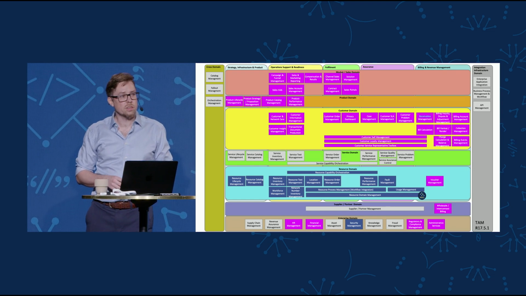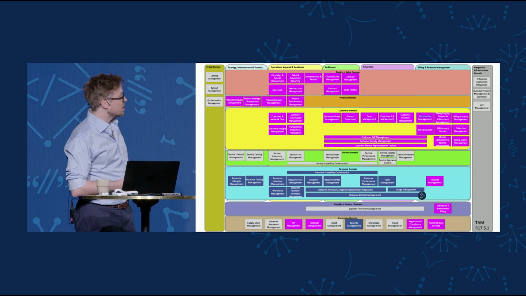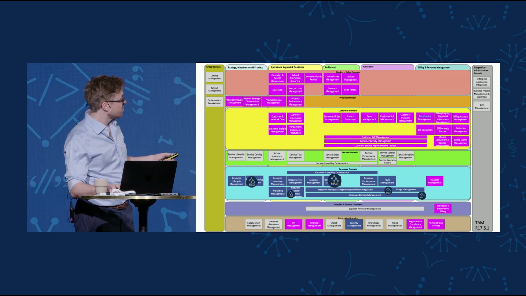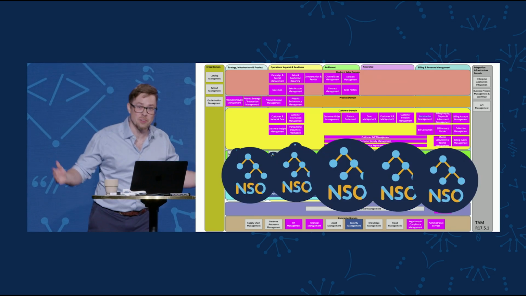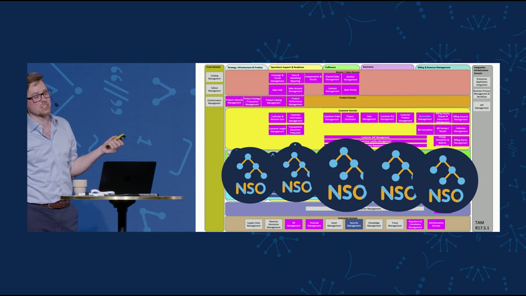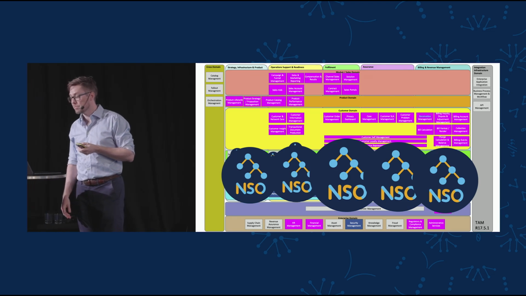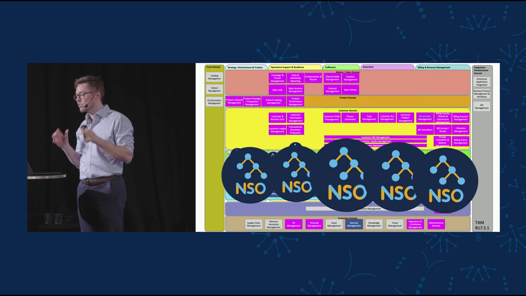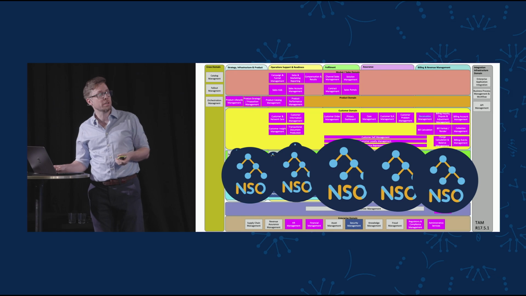So why not use NSO for more stuff here? Why not use it for everything? NSO, NSO, NSO. So that's certainly what we have been doing, and we are going to talk about why it's such a good idea. But first, we have to take a closer look at NSO to understand declarative mappings. What am I talking about? Why are they so good?